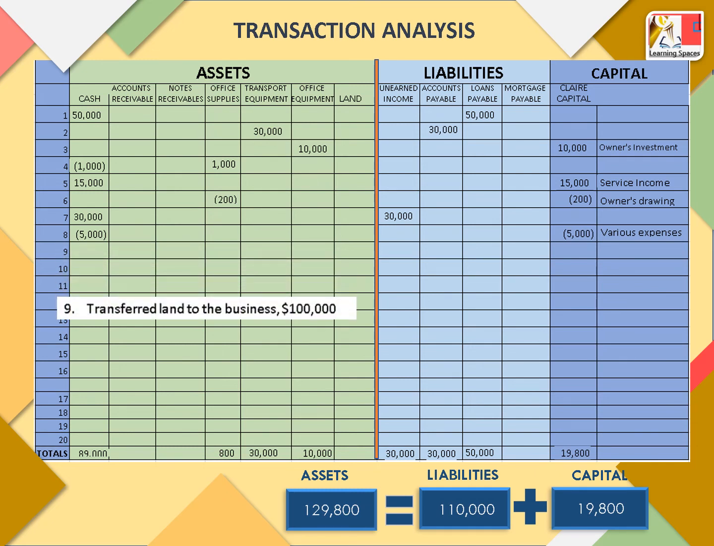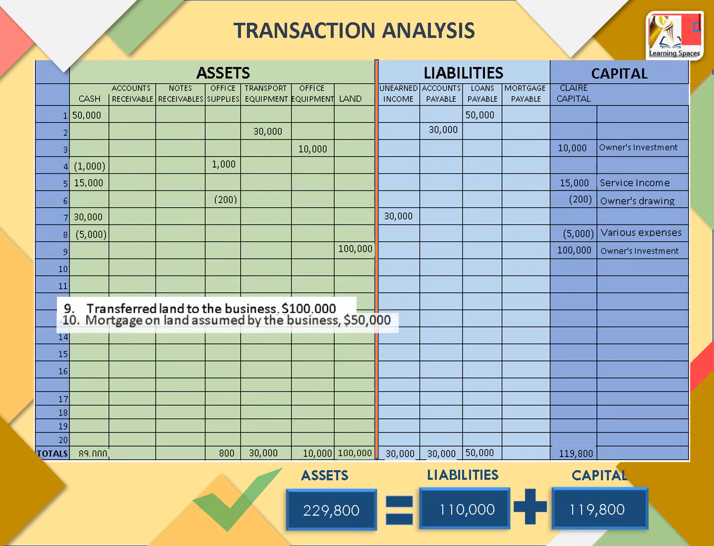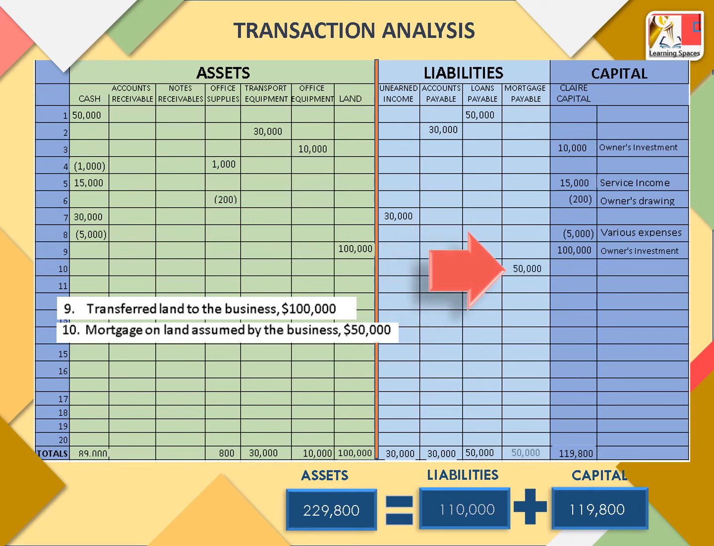Here comes transaction line number 9. The additional investment of land will increase the asset section by $100,000 for the land. The capital on the other section will also increase by the same amount as a result of the investment. For the mortgage liability on the land, which is also being transferred into the business, the liability section will have an addition of $50,000 on mortgages payable account. And because that is the owner's liability, but is now being transferred into the business, the capital will be reduced by $50,000 as well.